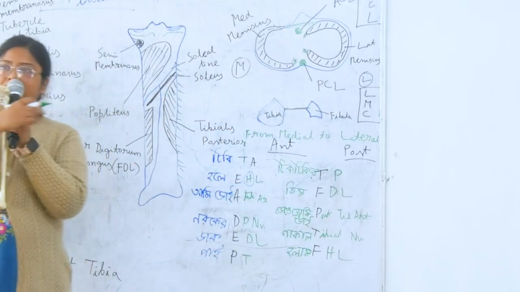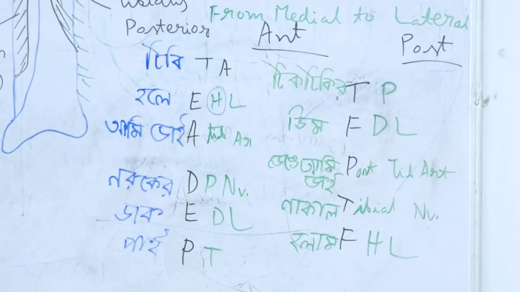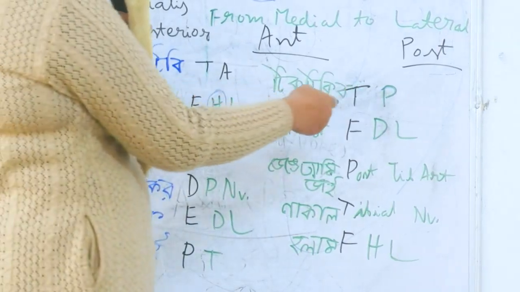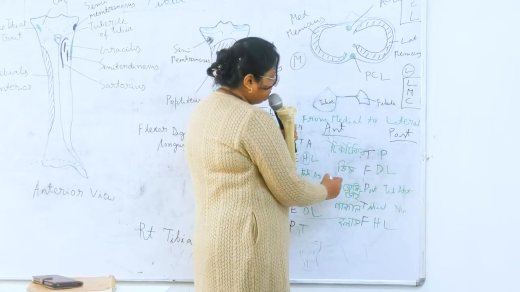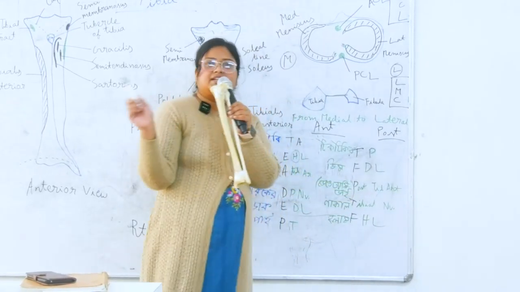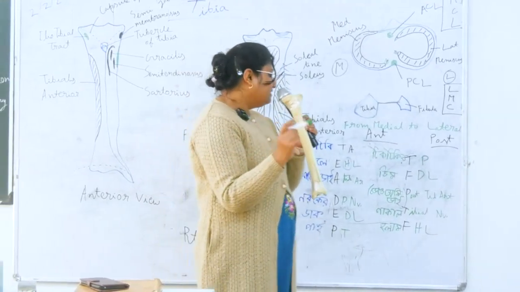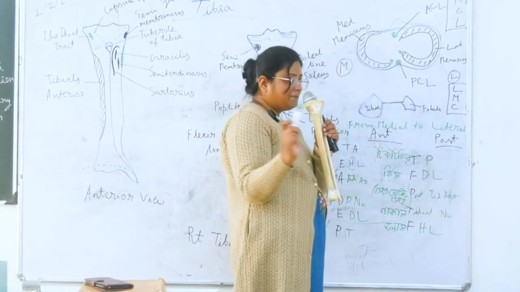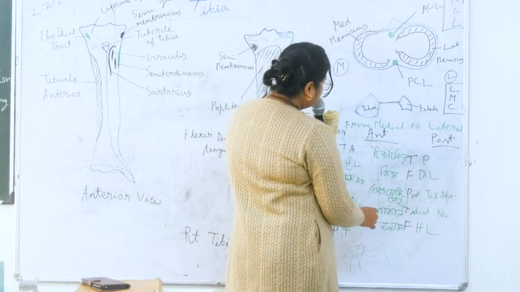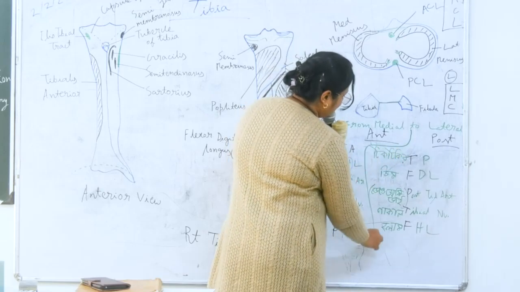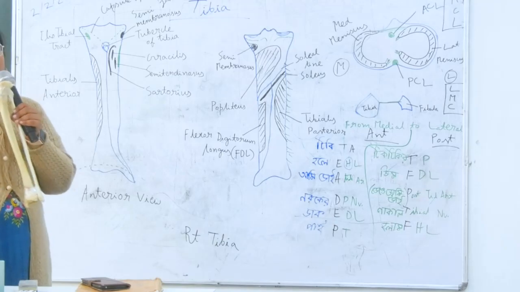This relation is important because you have to see the structures during your dissection of the leg. Posteriorly, tibialis posterior, then flexor digitorum longus, then the posterior tibial artery along with its venae comitantes on the two sides of the artery, then the tibial nerve, and then flexor hallucis longus. Understood? So these are the anterior and posterior relations of the lower end of the tibia.